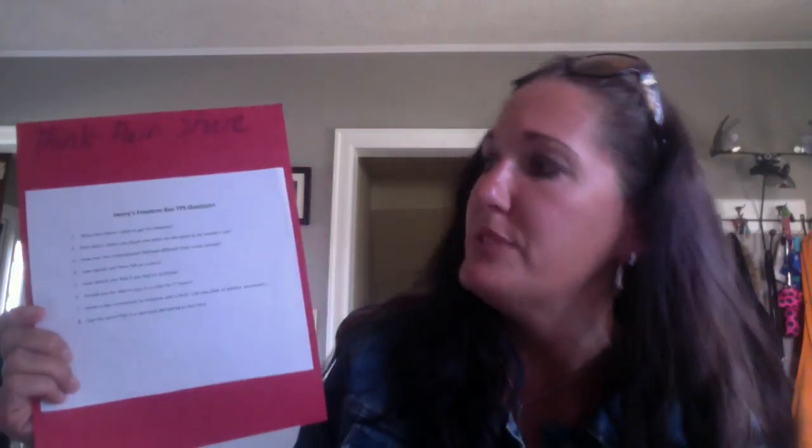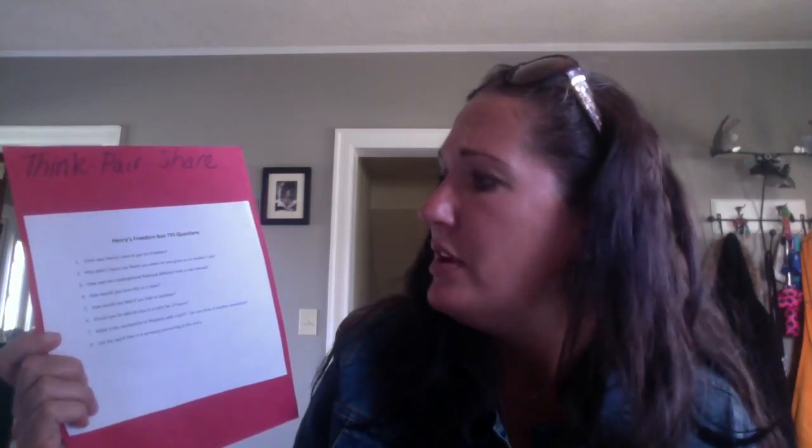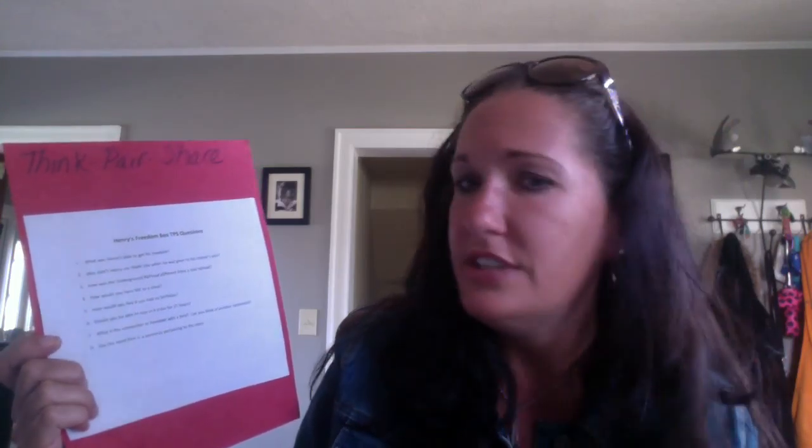some questions I developed. So what was Henry's plan to get his freedom? This they ultimately need to know. Why didn't Henry say thank you when he was giving to his master's son? How was the Underground Railroad different from a real railroad? How would you have felt as a slave?